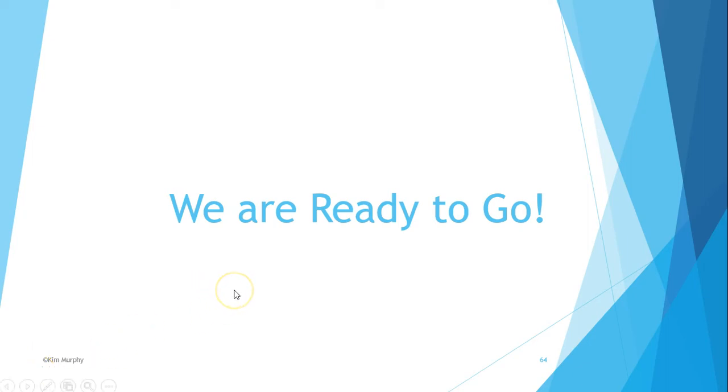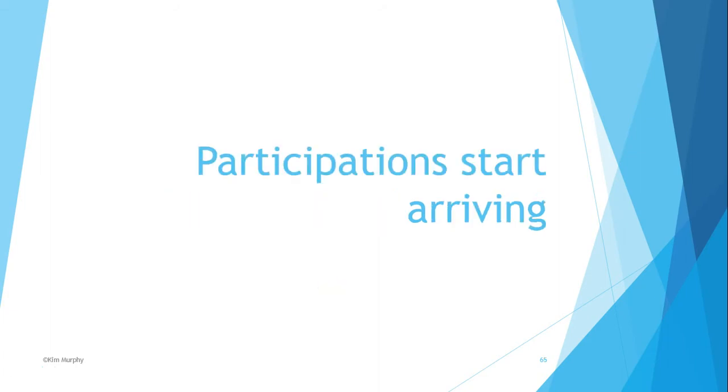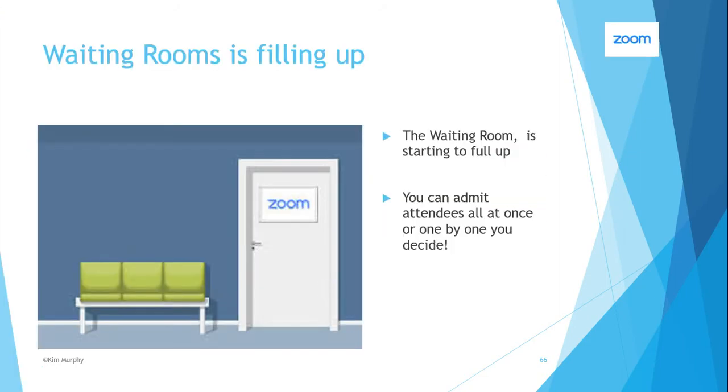Now, in this section, we're going to look at how the participants arrive and how the host lets them into the meeting. So we're ready to go now. People are starting to arrive, okay? And what basically happens is they're now sitting in a waiting room. You may remember when we scheduled the meeting, we set up the option to allow a waiting room.